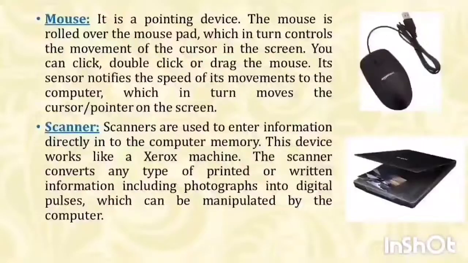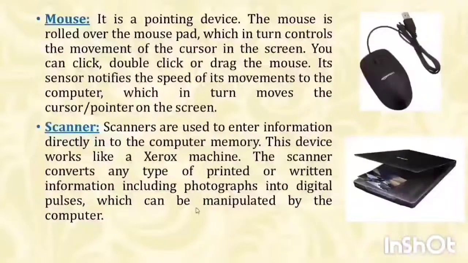Next example is mouse. It is a pointing device. The mouse is rolled over the mouse pad, which in turn controls the movement of the cursor on the screen. You can click, double click or drag the mouse. Its sensor notifies the speed of its movement to the computer, which in turn moves the cursor or pointer on the screen. So, when you move your mouse on the mouse pad, accordingly the cursor moves on the screen with the speed with which we move it.